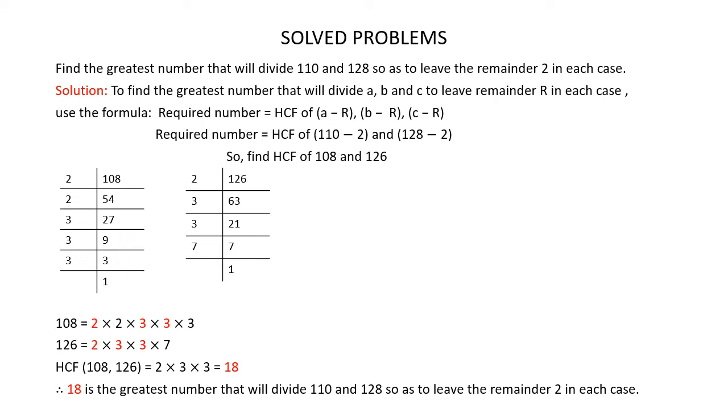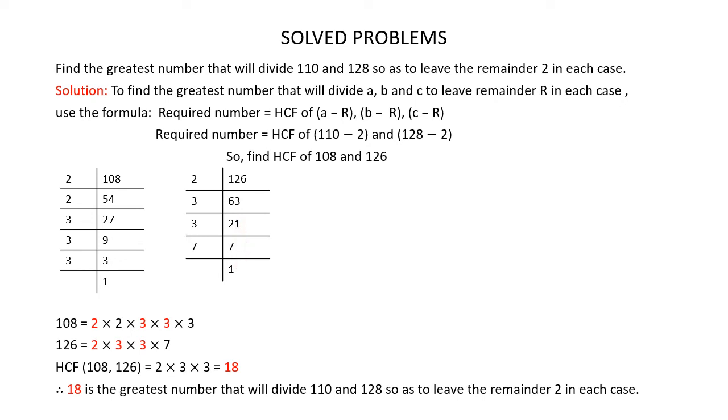So 108 can be written as 2 multiplied by 2 multiplied by 3 multiplied by 3 multiplied by 3. Next, let's find the prime factors of 126. 126 divided by 2 is 63. 63 divided by 3 is 21. 21 divided by 3 is 7. 7 divided by 7 is 1.